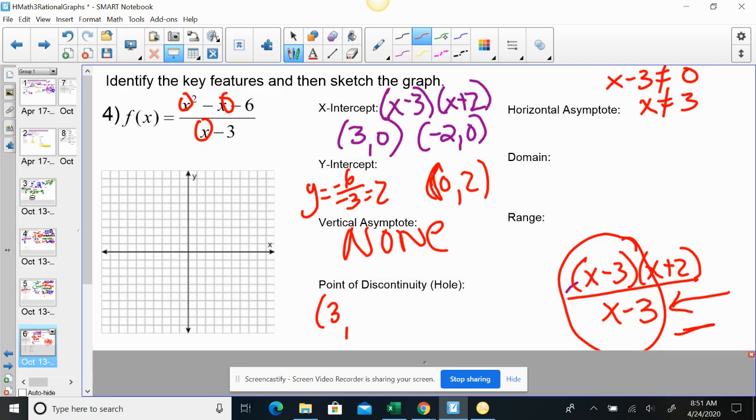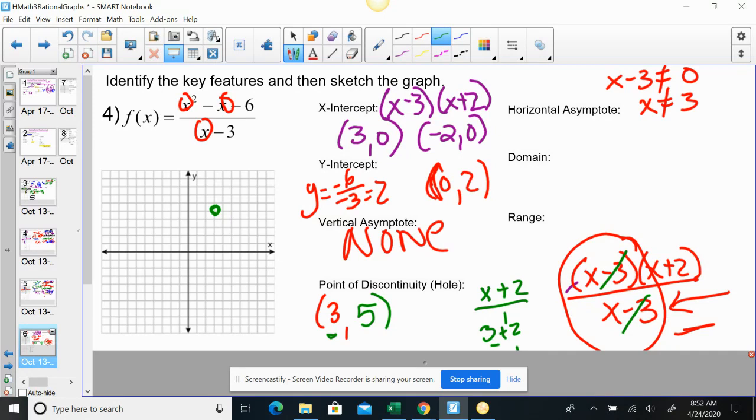So to find the other half of the hole, make sure you simplify. This would give me 1 here. So 1 times x plus 2 over 1, where we know our x is 3. So what is 3 plus 2 divided by 1? Well, that's 5. So at 3, 1, 2, 3, 4, 5, I am going to have a hole.